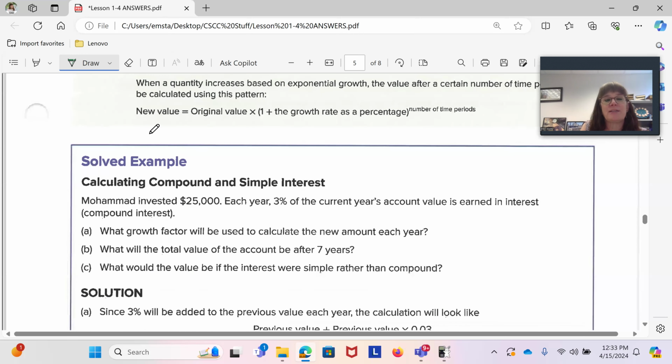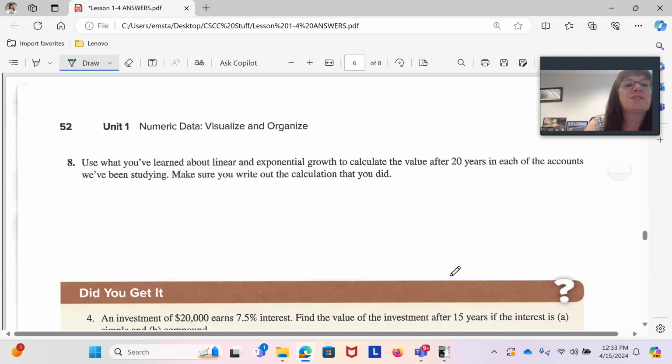All right, page 52, number 8. It's asking us to use what we've learned to calculate the value after 20 years in each of the accounts that we've been studying. So we're going to do account 1, which is the simple interest. So I'm going to put a 1 and we'll say simple interest. We just talked about that formula. That formula is going to be the amount we invested, the 1,000, plus the $50 we're earning per year times 20 years.